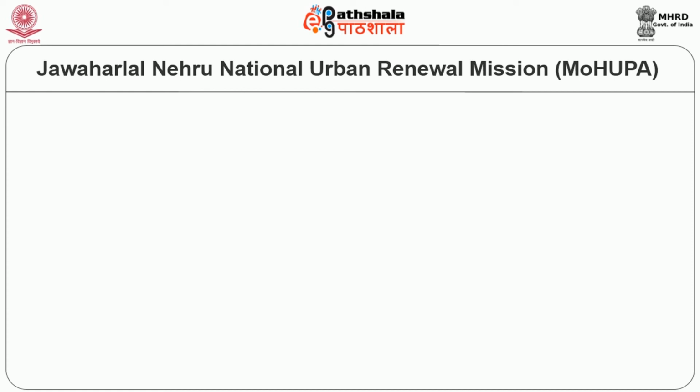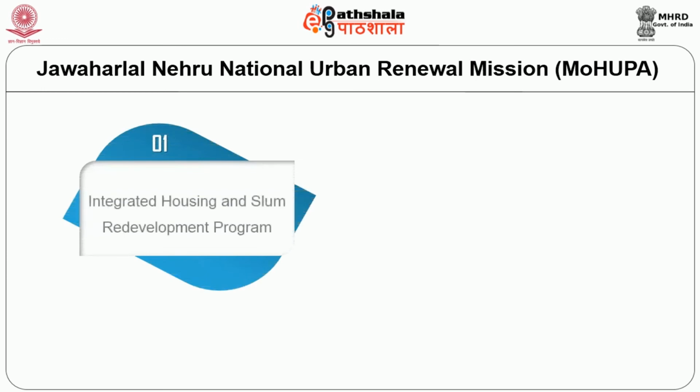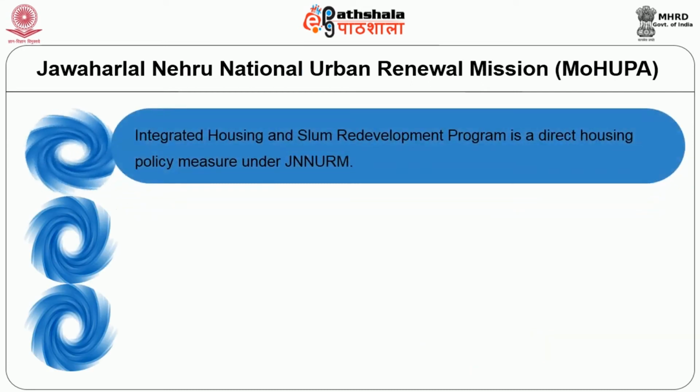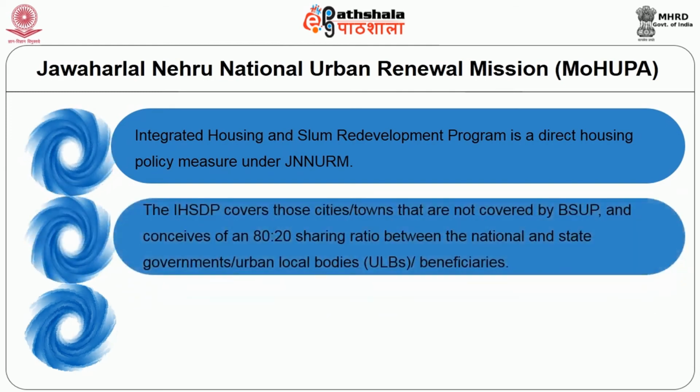Two policies under this program, namely JNNURM Targeted Housing, are of prior importance. They are Integrated Housing and Slum Redevelopment Program and Basic Services for the Urban Poor. This Integrated Housing and Slum Redevelopment Program is a direct housing policy measure under JNNURM. The IHSDP covers those cities, towns that are not covered by BSUP and conceives of an 80:20 sharing ratio between the national and state governments, urban local bodies, etc.